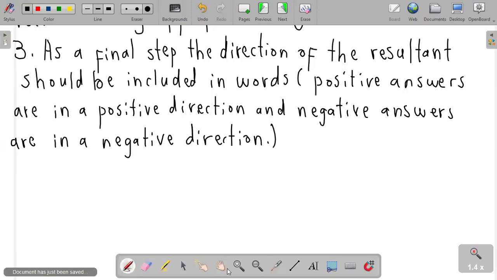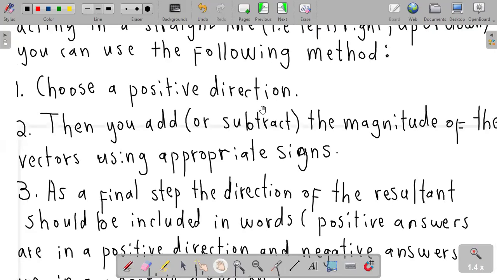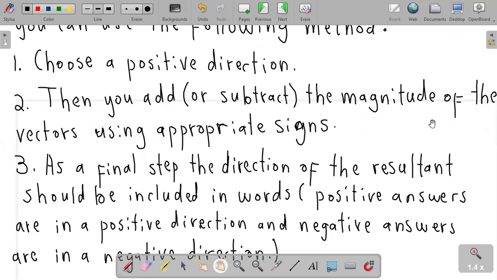So let me repeat the steps again. Choose a positive direction. You can say to the left is positive, or to the right is positive. You can say east or west is positive. Then you add or subtract the magnitude of the vectors using appropriate signs. Using appropriate signs means that whatever direction you chose is positive, all the vectors that go that way will be positive, and the vectors that move in the opposite direction will be negative, you see.